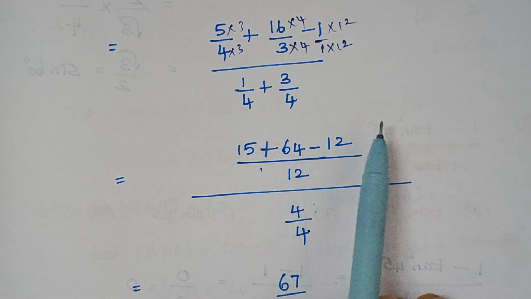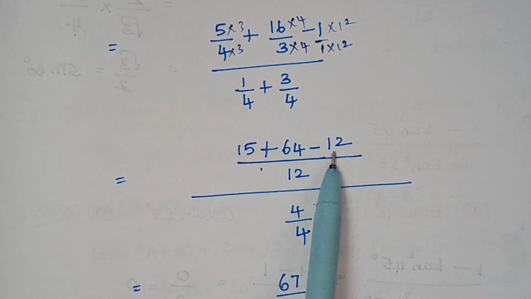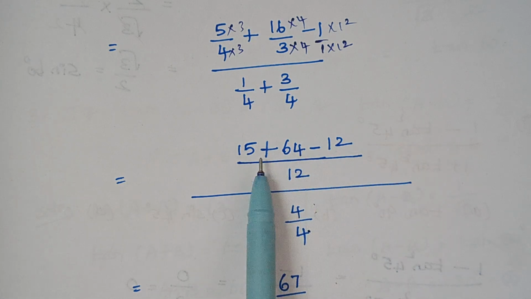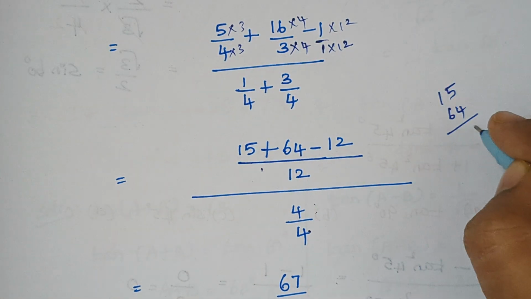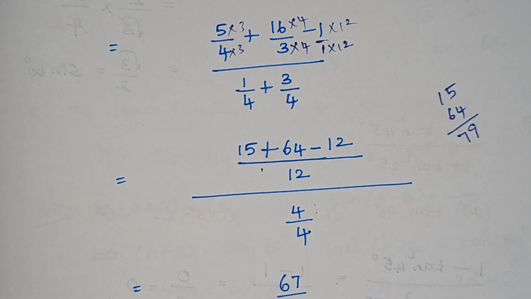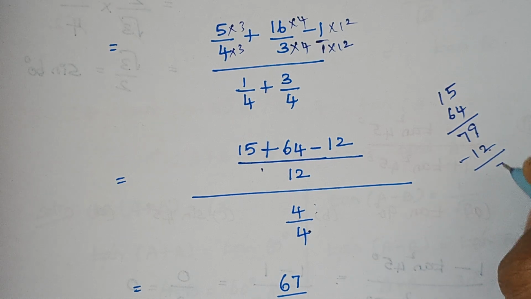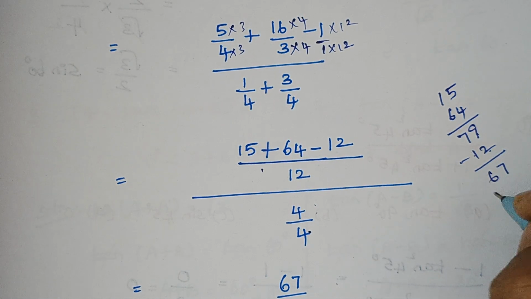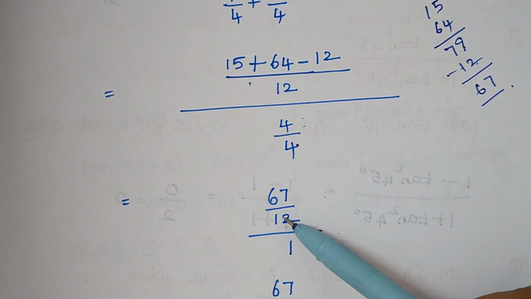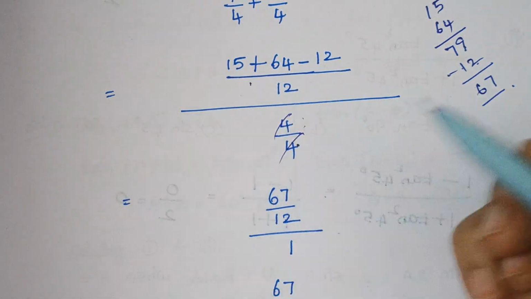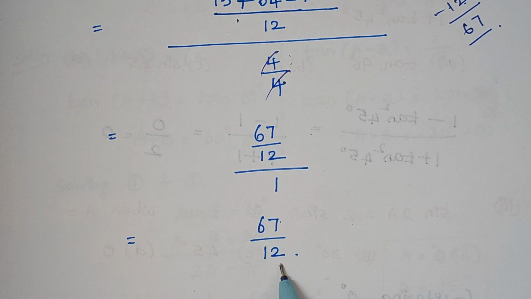Right. Now when you simplify, how to simplify? Here two numbers are with a positive sign and another one is with negative sign. So first add these two numbers. Right. 15 plus 64. What is the answer? Here it is 79. Right. Then you have to subtract 12. So minus 12. So 9 minus 2 is 7 and 7 minus 1 is 6 here. Right. Therefore here the answer is 67 by 12 and 4 by 4 they become 1.